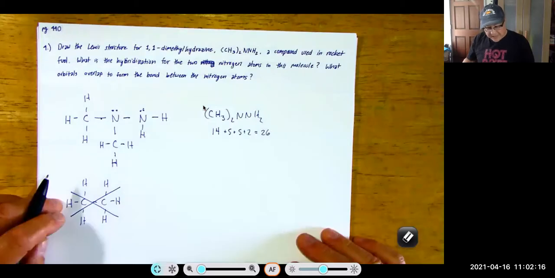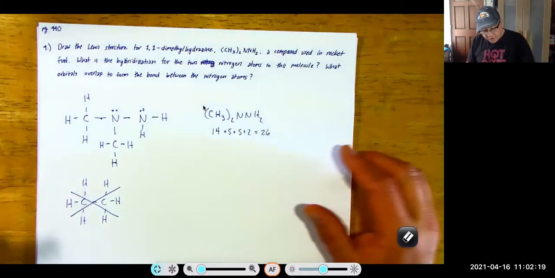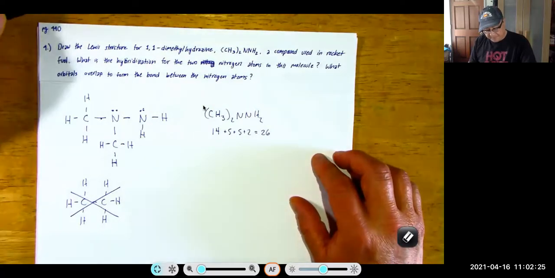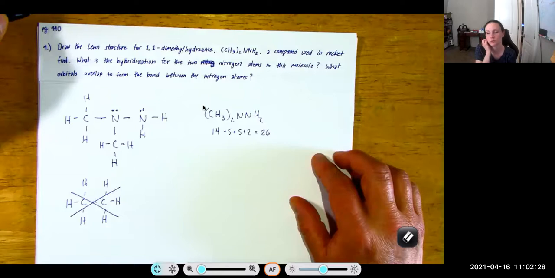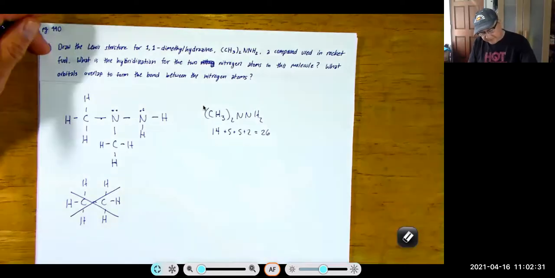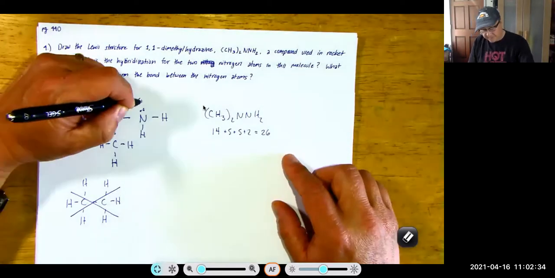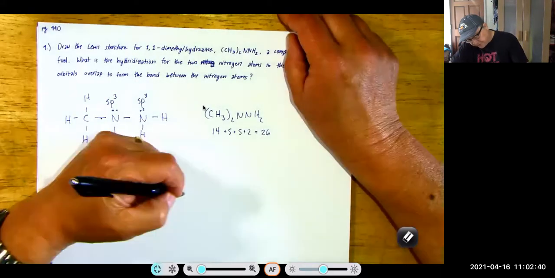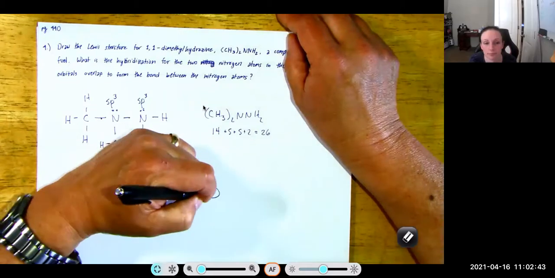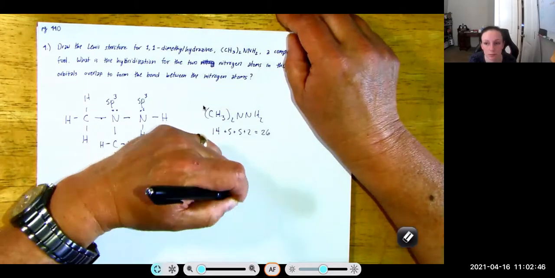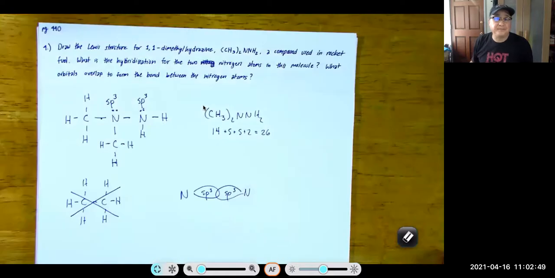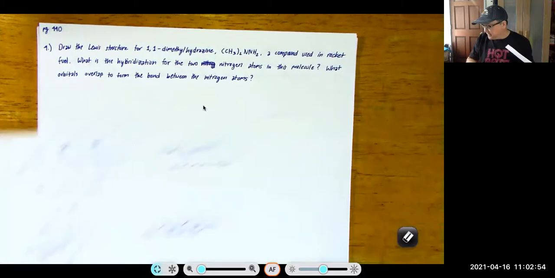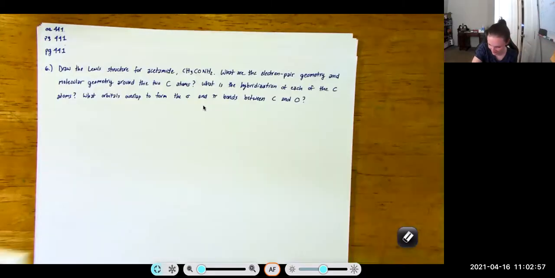Okay, this is used in rocket fuel. So what's the hybridization of each nitrogen? So they're tetrahedral, so sp3. sp3. Right. What orbitals overlap to form the bond between the two nitrogens? Well, sp3, sp3s. Right. Okay, that was easy.